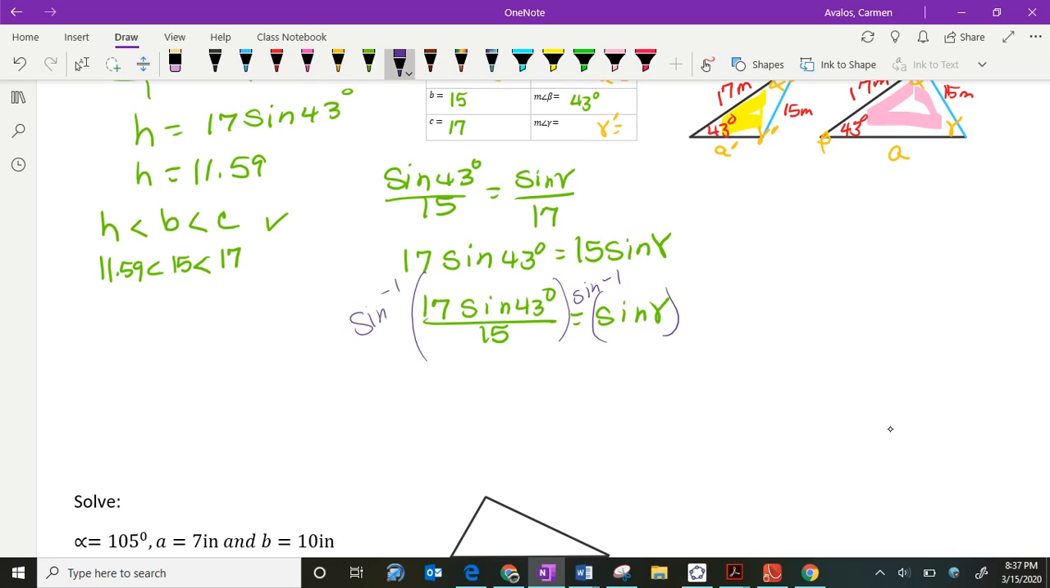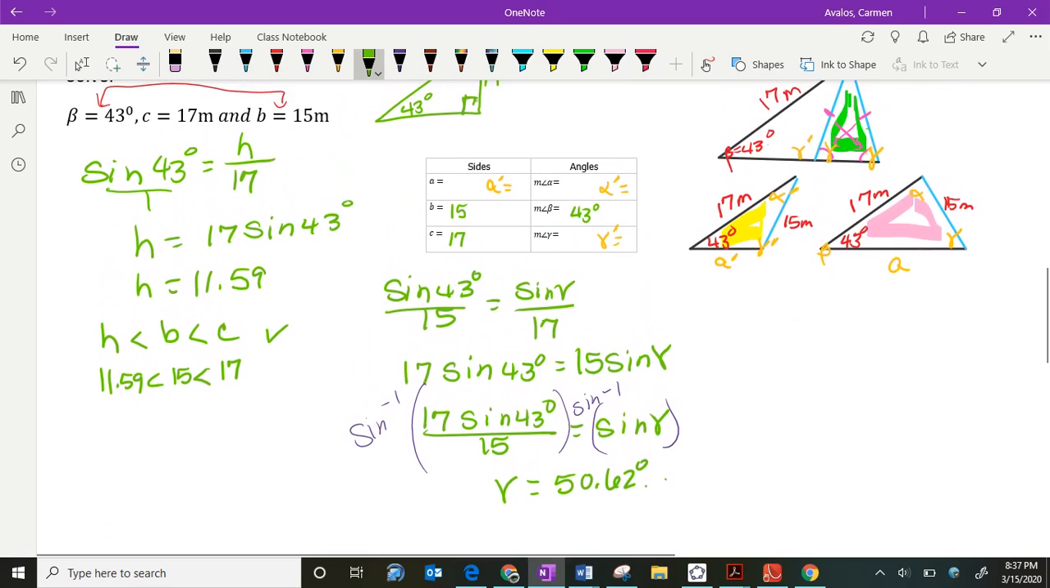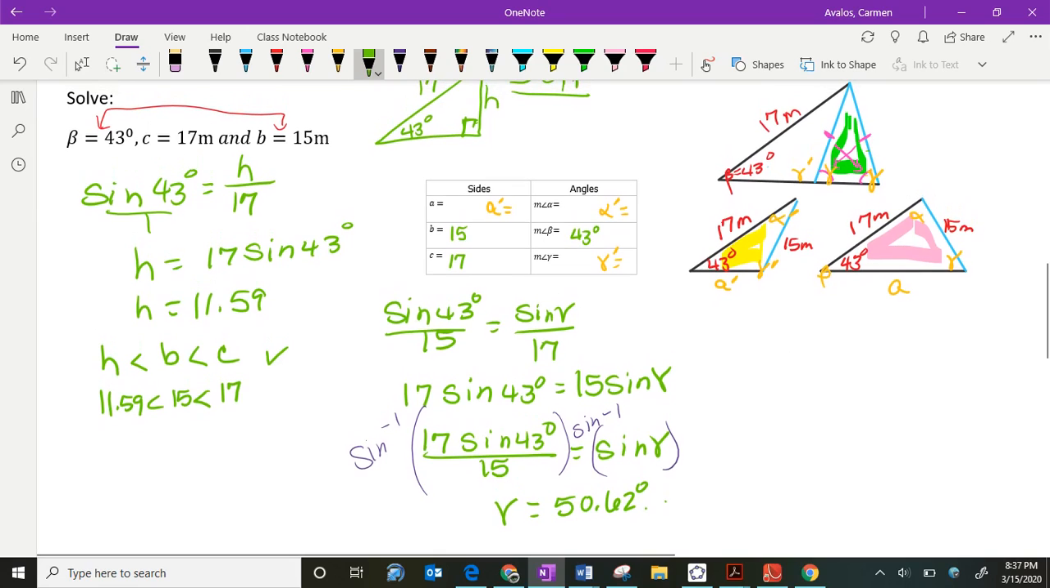And so this cancels out, and we are left with gamma is equal to 50.62 degrees, dot, dot, dot. Don't forget to save it in there, like we talked about. So that means that this gamma is 50.62. That means that that gamma is also, because these are the same, because it's an isosceles triangle, and this is gamma prime, that this angle right here is this angle right there.